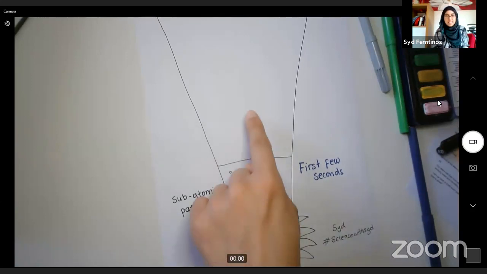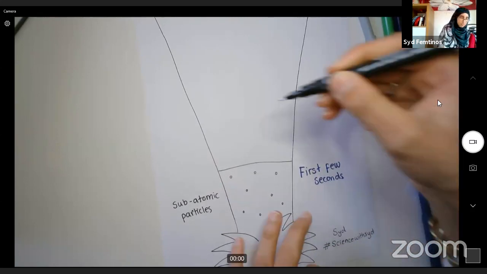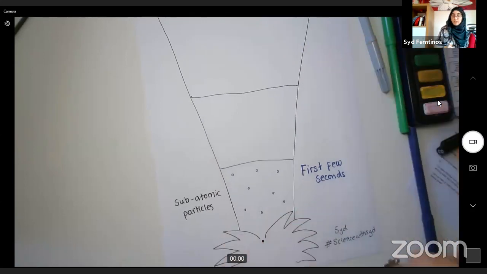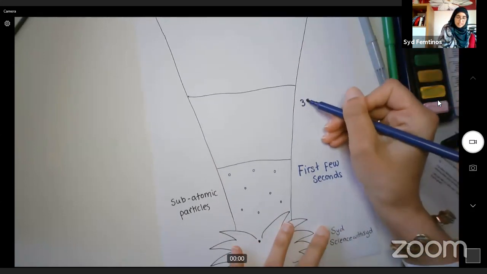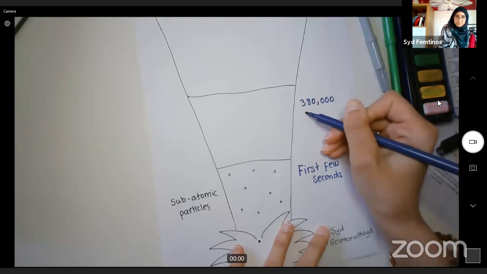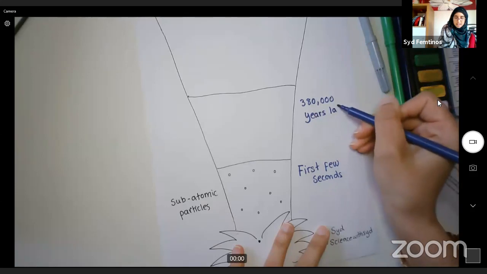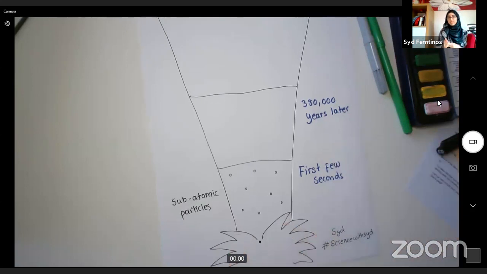What happens next? So we're going to go up the timeline. What's going to happen next? Right, and then over a period of time, and this took a very long time, 380,000 years later, we had atoms. Okay, what are atoms?